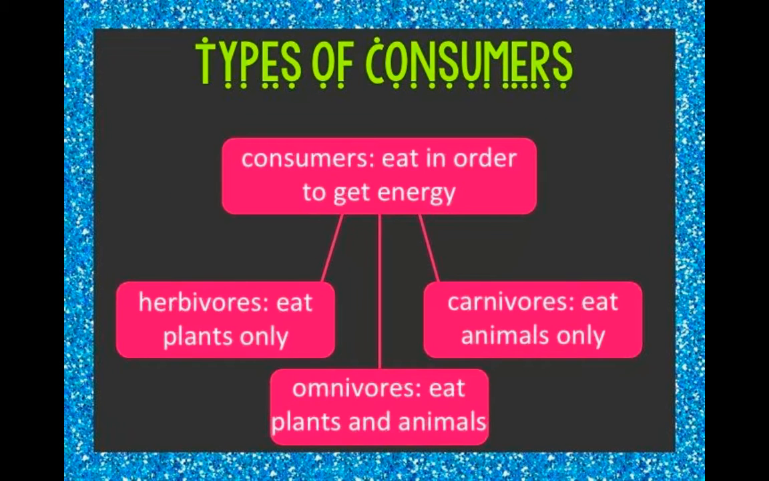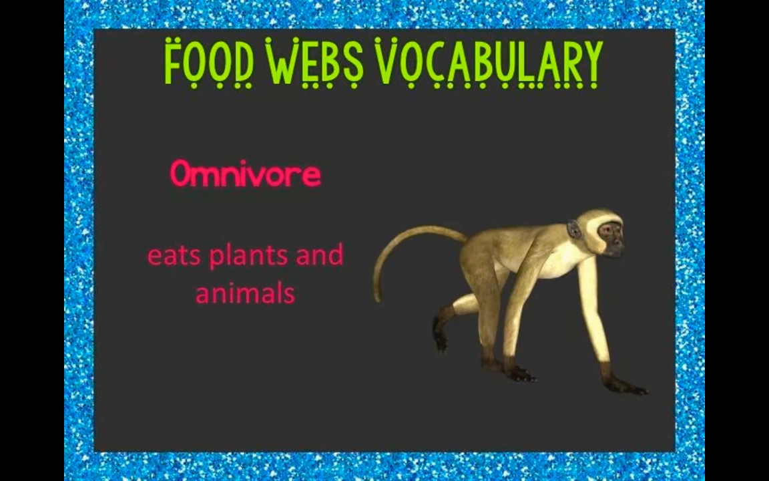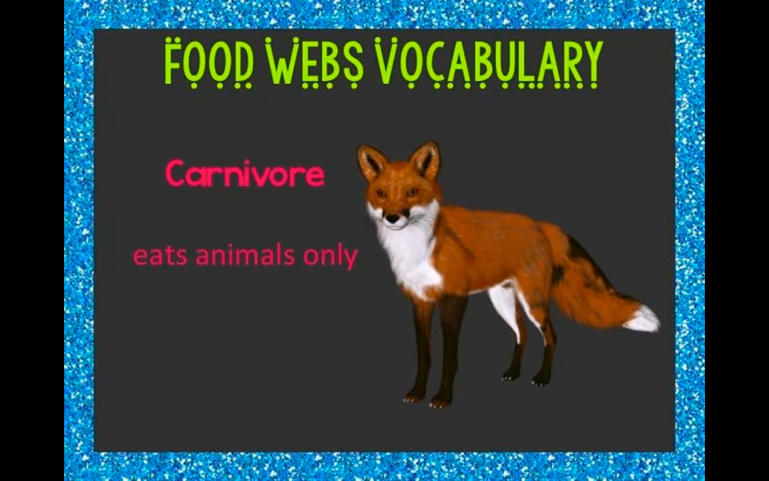Types of consumers get their energy from eating other animals. It can be an herbivore. They eat plants only. A carnivore eats only animals. And an omnivore, like us human beings, eats plants and animals. So those are the three types of consumers. So when we talk about food webs, here's an example of an herbivore that only eats plants, a lovely zebra. An omnivore that eats a combination is a monkey. A carnivore that only eats animals is a fox.